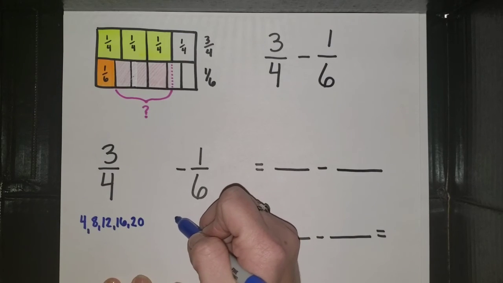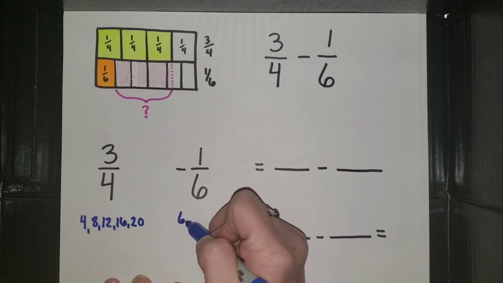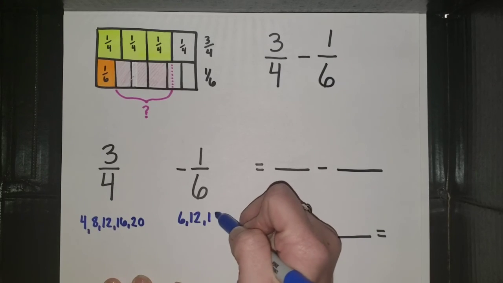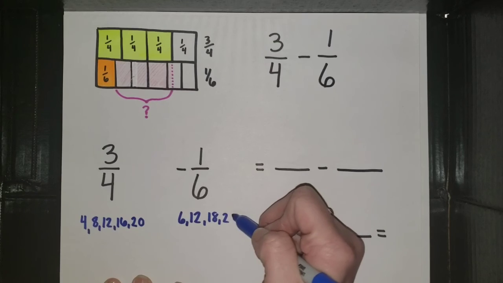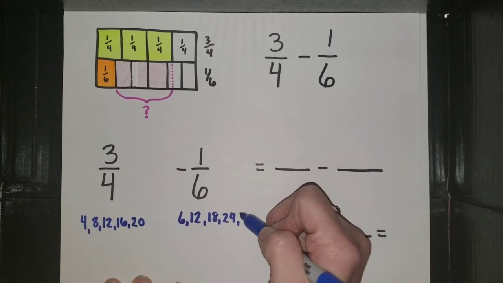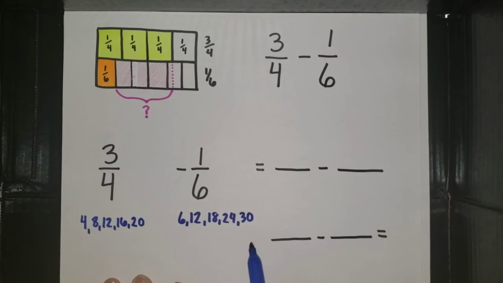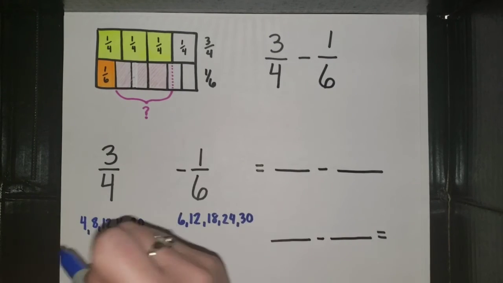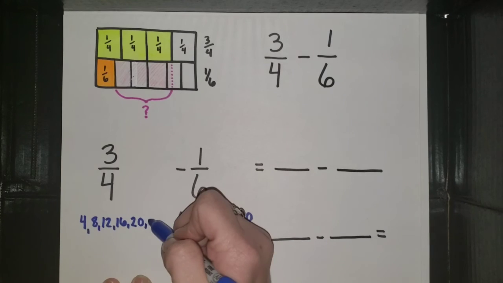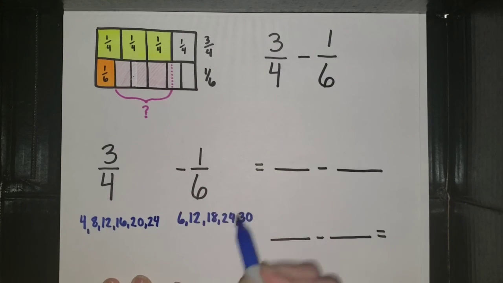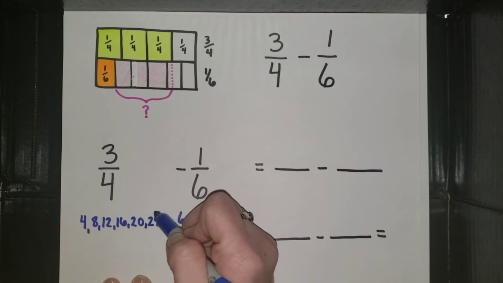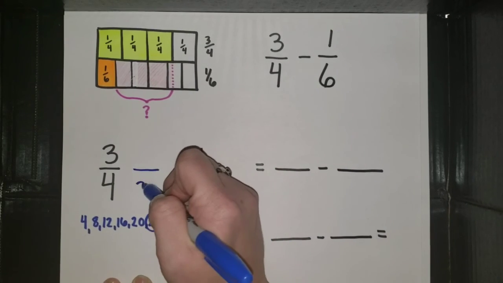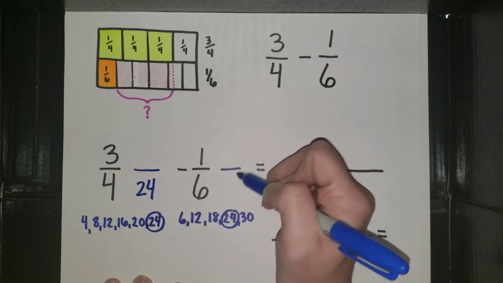And for 6, 12, 18, 24, 30. I don't see a common multiple yet. Remember what I said? Sometimes you've got to go back. Here, 20, 24. There it is, 24. There's our common denominator.